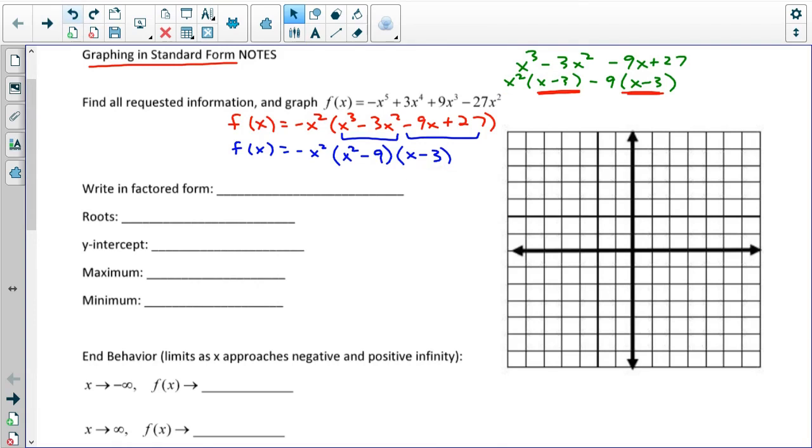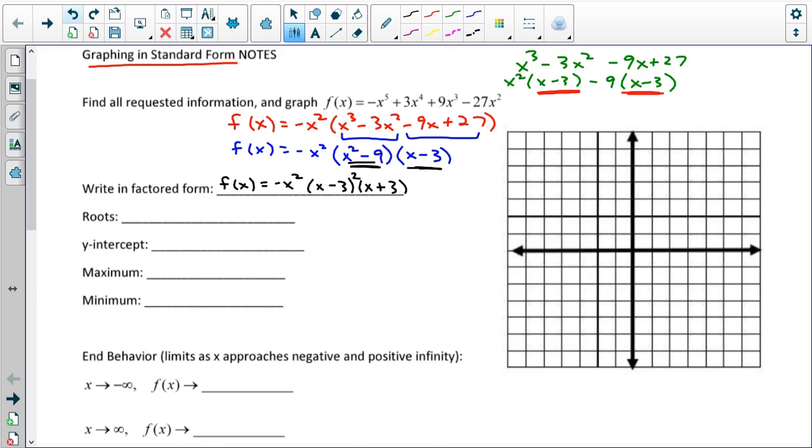So now after I see that, I can factor the x squared minus 9, and I can have the final factored form of this: negative x squared, x minus 3, x plus 3, and then notice I had another x minus 3, so I can actually write this as x minus 3 squared, because I get an x minus 3 from the x squared minus 9, and then I also had the x minus 3 that I already have.